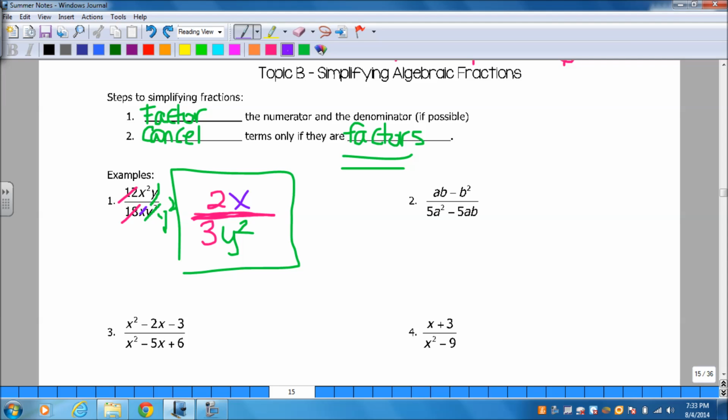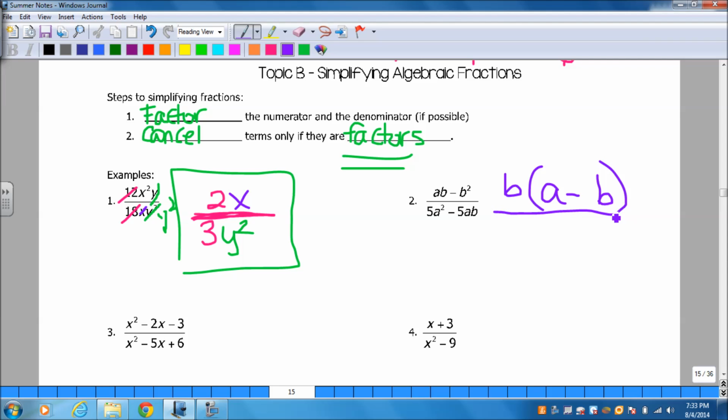So I'm going to say B times, and then when I factor out the B from this AB right here, I end up getting A. And then when I factor out the B from this B squared, I end up getting B. So it's B times A minus B.